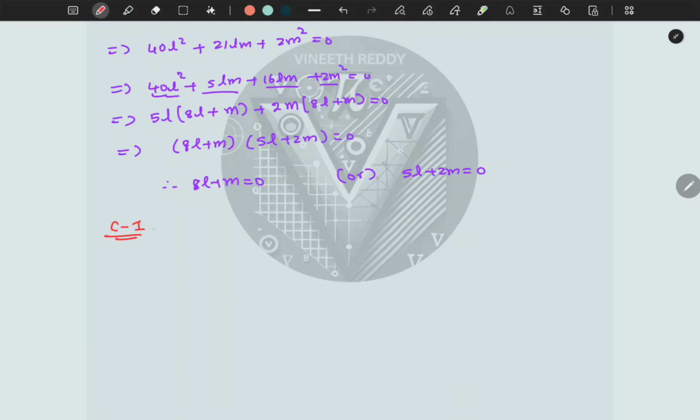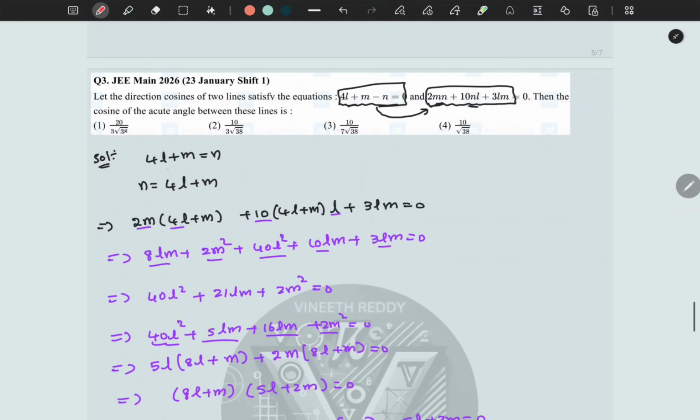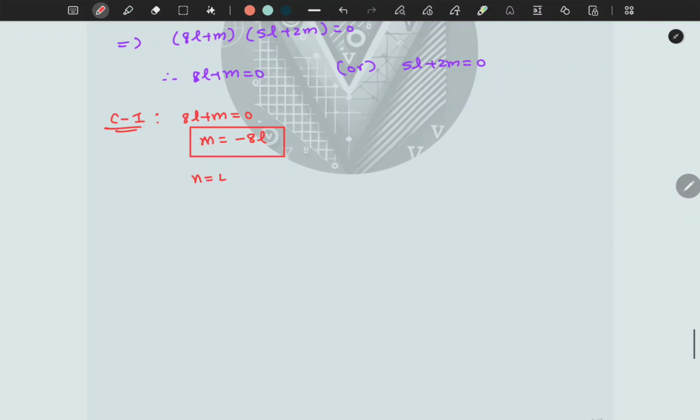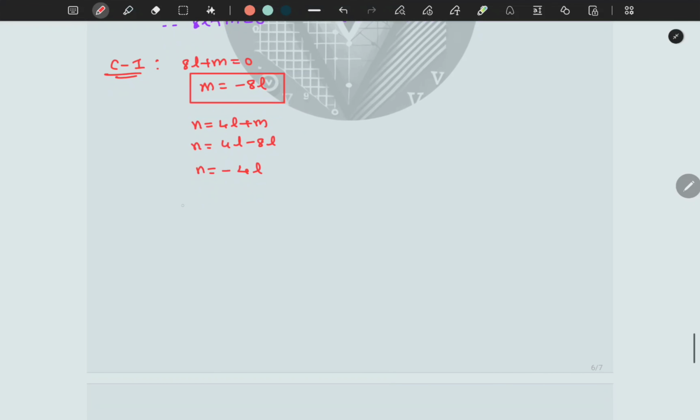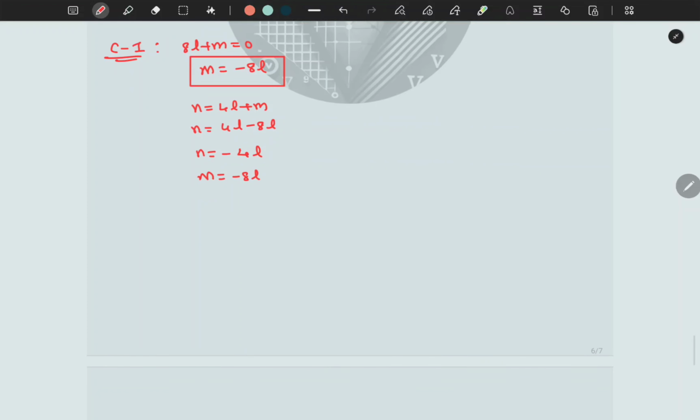Case 1 says 8l + m = 0, or we can say m = -8l. Now we substitute this in the original equation, n = 4l + m. Instead of m we write -8l, so we have n = -4l. Now how do I proceed from here? So n = -4l and m = -8l.